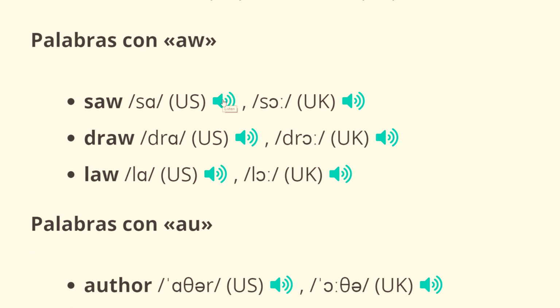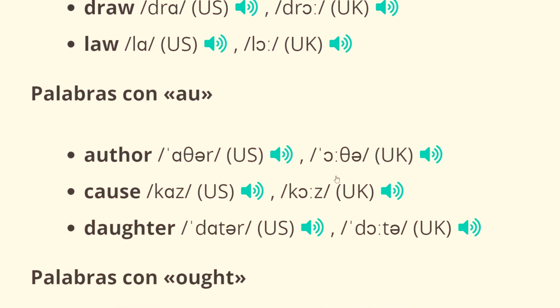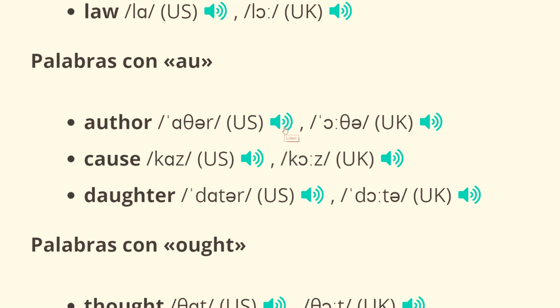Listen for the difference. Saw, saw, draw, draw, law, law. This also occurs in words with AU. For example, author, author, cause, cause, daughter, daughter.